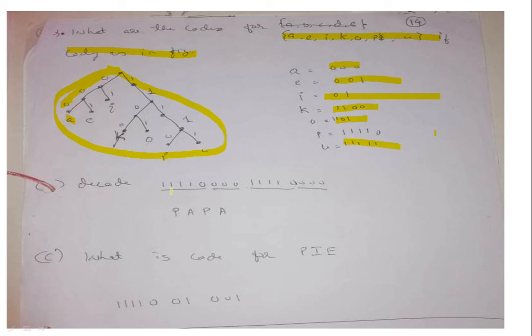Then we have to decode this value. There are four ones, followed by a 0, so I take P first, then A, then P, then A, like this. Once done, we get Papa. Next, what is the code for pi? That is going to be represented over here.